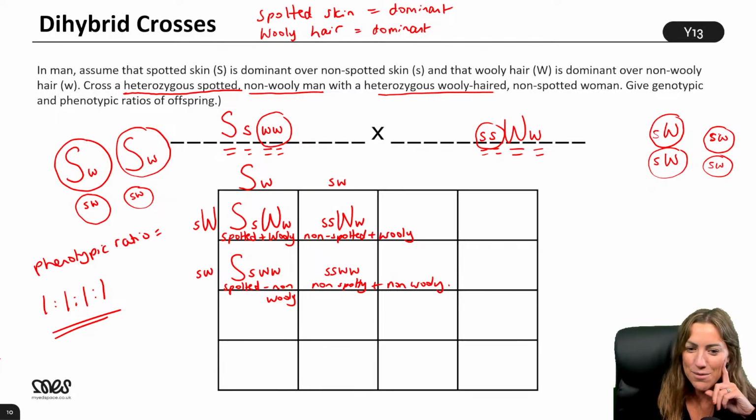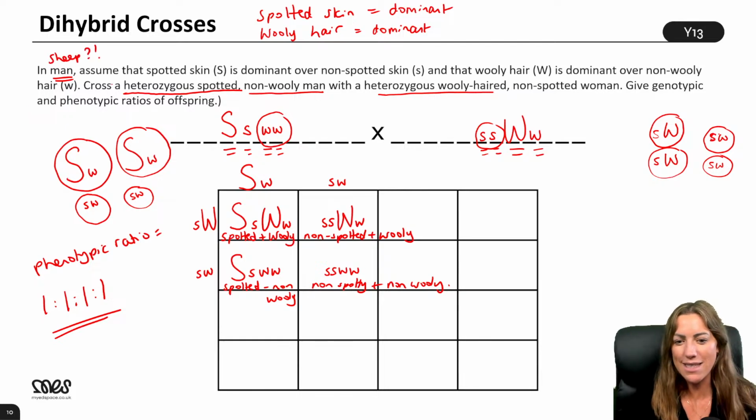You do get some random ones though. We're going to do an actual exam question next so you can see. I mean, these were based on exam questions, but obviously I've tried to... Yeah, it says man though. I was thinking it was about sheep, but then it says man. Surely it's got to be sheep. Surely this is an error. Because the spotted skin would make sense if it was sheep as well.